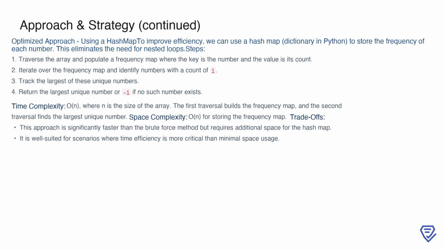This approach achieves a linear time complexity of n, as the array is traversed twice, once to build the frequency map and once to find the result. However, it does require additional space to store the hash map, leading to a space complexity of n. This trade-off makes the method particularly useful for large, unsorted arrays where time efficiency is more critical than conserving space.